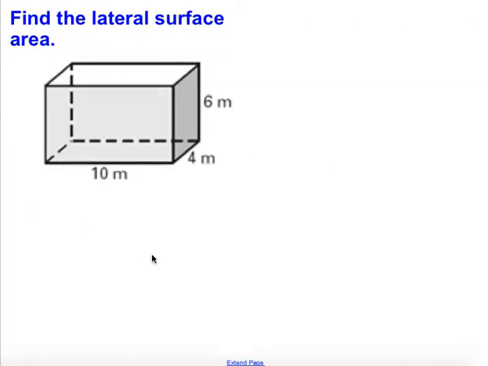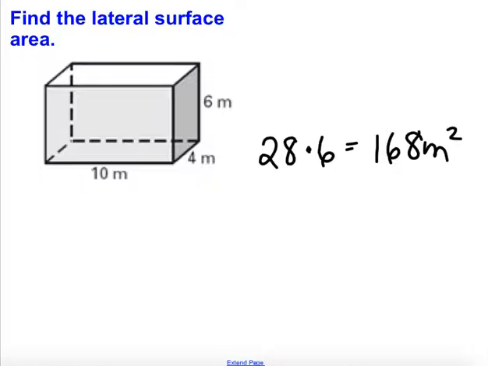And for the lateral surface area of this one, we find that perimeter again, which is 28, and multiply it by 6 again, and we get 168 meters squared. That is going to be our lateral surface area. We don't have to add in that 80 because we don't want the bases.